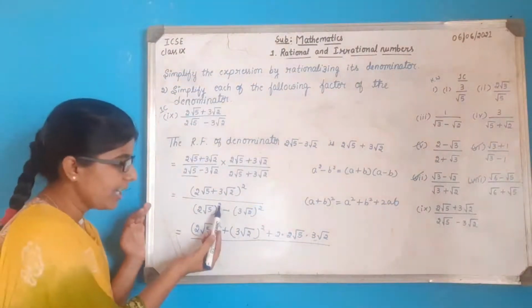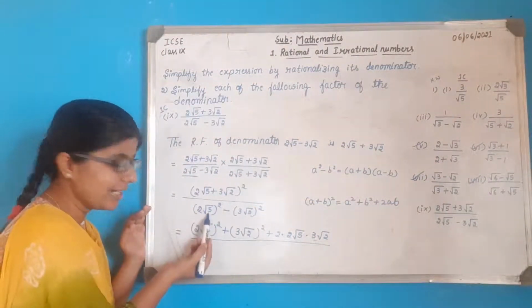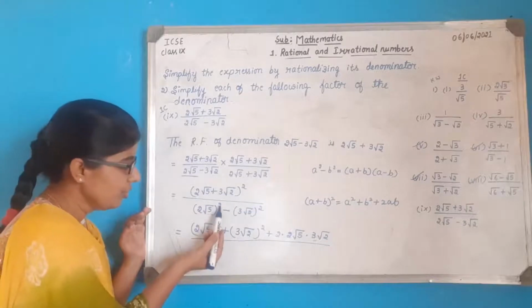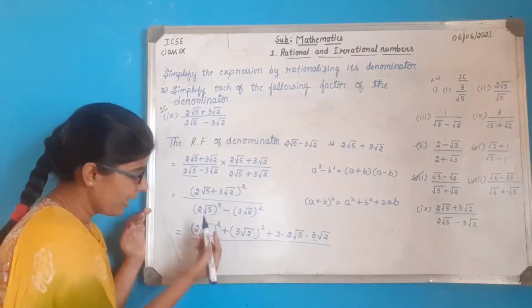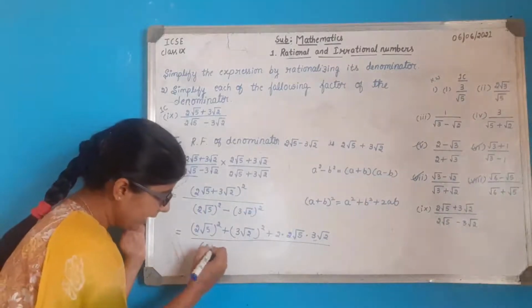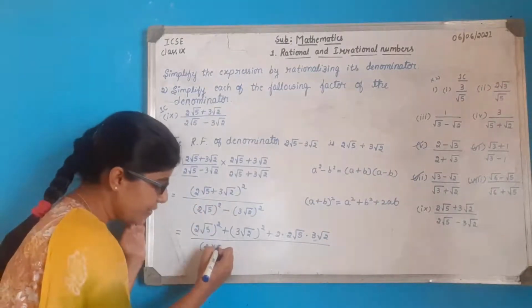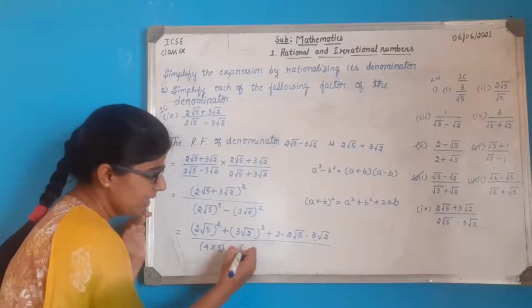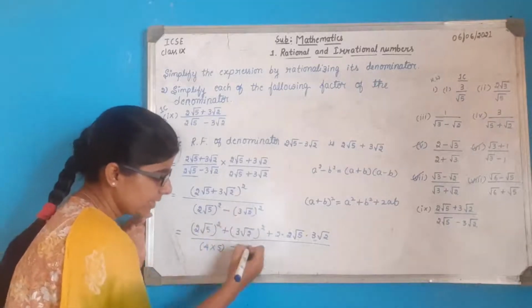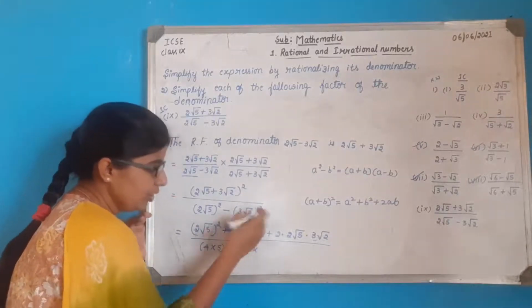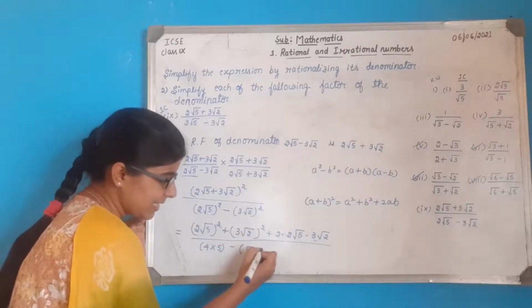This square has to be applied for both the constant and the irrational number. So 2 square, 2 2s are 4 into 2, and the square root will cancel, then 5 remains, minus 3 square. 3 square is 9 into 2, and the square root will cancel, 2 remains.